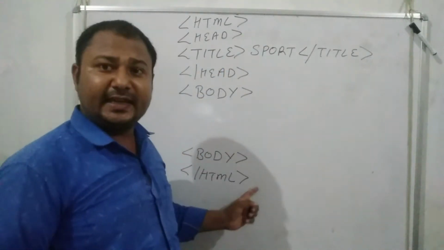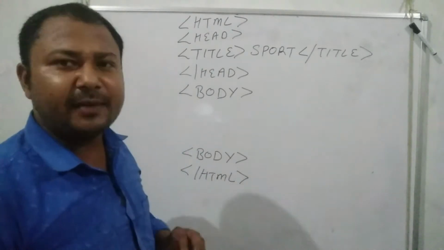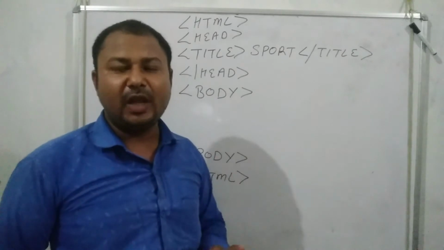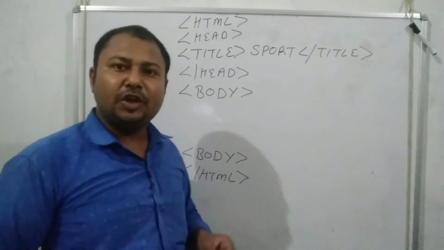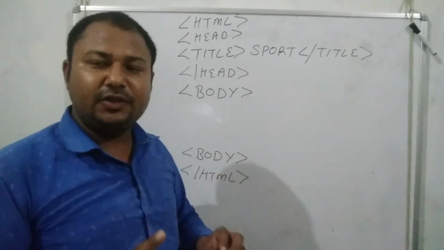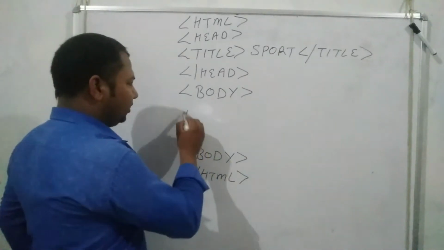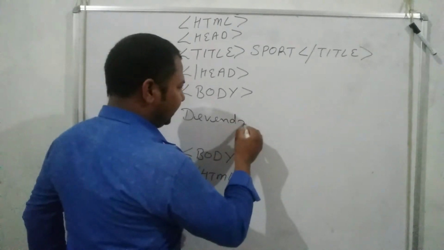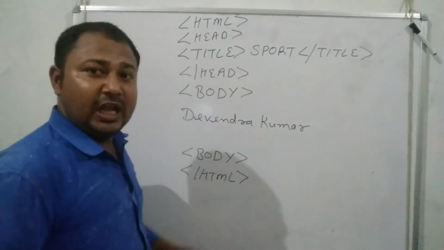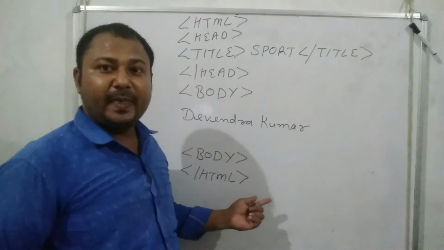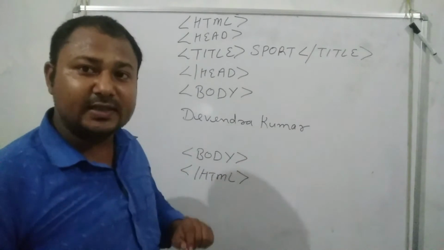We have just discussed the basic structure of HTML. Now we have to write a simple name, how to print your name in an HTML page. For printing your name, you have to type your name in the body part, simply Devendra Kumar. And now we have to save this program in our computer system.